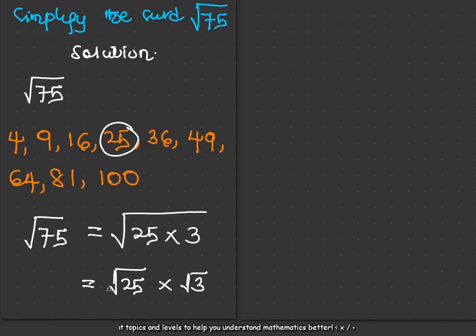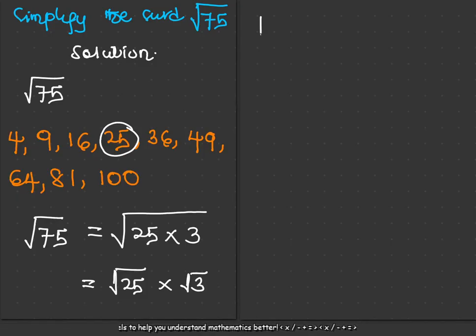Now that we have the square root of 25 times the square root of 3, we have actually split the surd, right? So we take the root, which means we should simplify the root of the perfect square. This one here, you should simplify it, and then leave this one because it cannot be simplified. It will give us an irrational number.